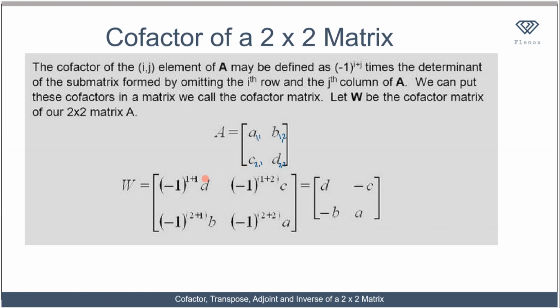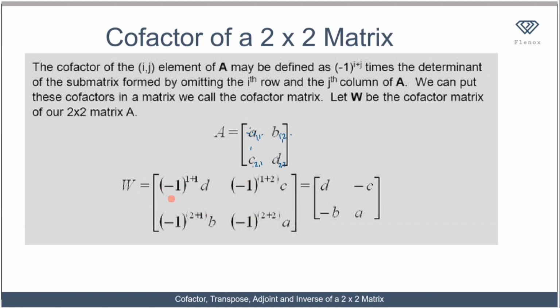To get the cofactor, the first thing we do is find -1 raised to the power of the sum of the position. For A, the position is 1 1, so -1 raised to the power of 1 plus 1, and we multiply it by the determinant of the submatrix. To find it, we cross out the row and column of A, and D is left. The same thing applies here: we have -1 to the power of 1 plus 2, and when we cross out B's row and column, we are left with C. So that's how this matrix is filled up.